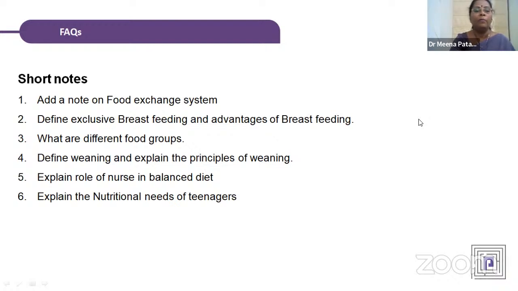Third, what are the different food groups? 4, define weaning and explain the principles of weaning. 5, explain the role of nurse in balanced diet. 6, explain the nutritional needs of teenagers.